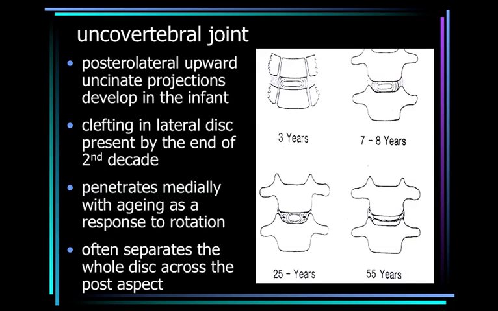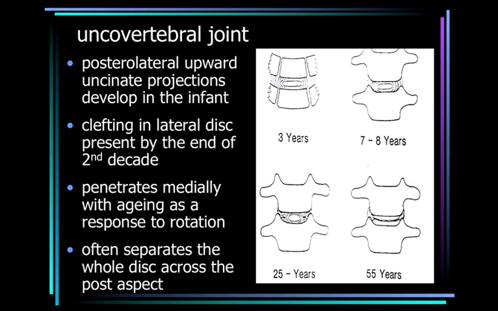So let's look at the uncovertebral joint specifically. If you look at the specimen of 3 years, you can see that the uncinate process has not yet developed. This begins to develop and is definitely present by the end of the first decade. These uncinate projections are in the posterolateral corner of the vertebra.